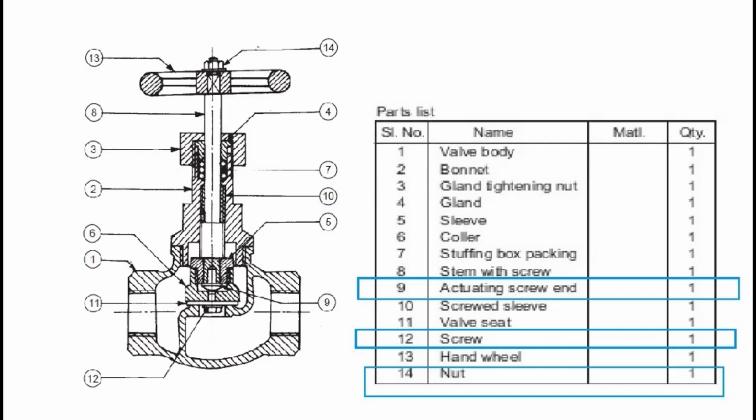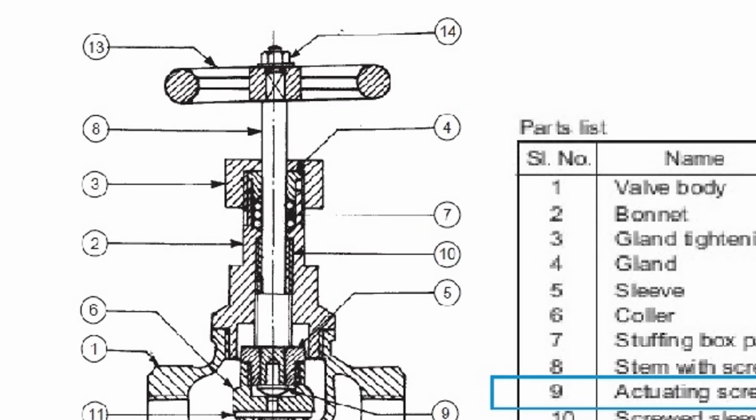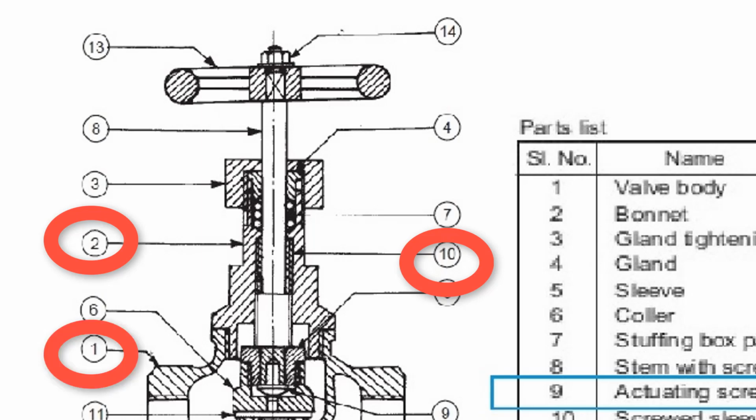We are going to just complete the valve assembly. Screw sleeve number 10 is located in the bonnet. This assembly group is screwed on the valve body number 1.